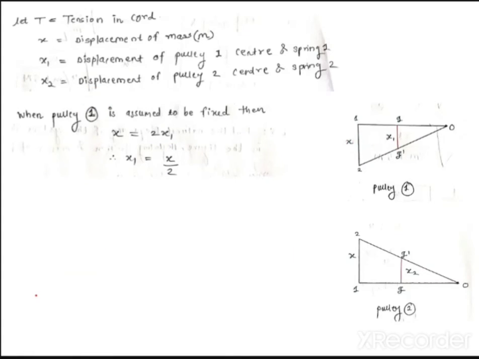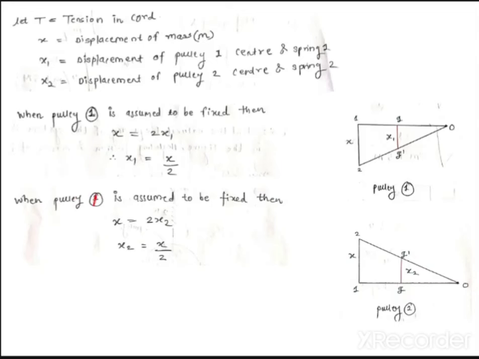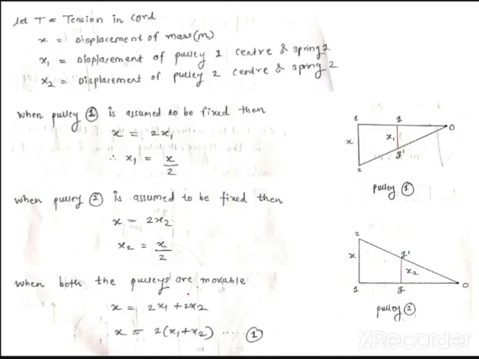Second relation. Assume that now pulley 1 is fixed. Then pulley 2 is moving. So for pulley 2, what are you getting? x is equal to twice x2, means x2 is equal to x by 2. I got this relation, right? Then when both the pulleys are moving, what relation will you get? x is equal to twice x1 plus twice x2. I took this just for understanding, and this is my final relation.